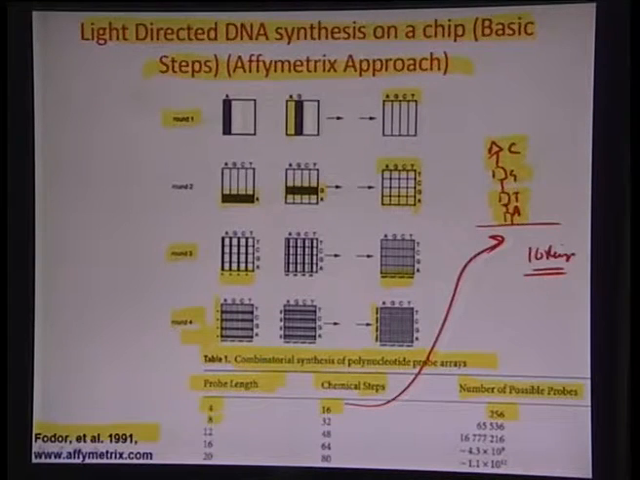So similarly, if the probe length is 8, the chemical steps is 32, and the number of possible probes is 65,536. So you can see here that the way this combination of different sequences is increasing is tremendous. It can go up to almost 10 to the power 12 with a probe length of only 20, which would involve about 80 chemical steps to get realized. And therefore it is really of vast utility. The library can be very diverse, and it can develop a large number of possibilities with just a few probe lengths on the particular surface.